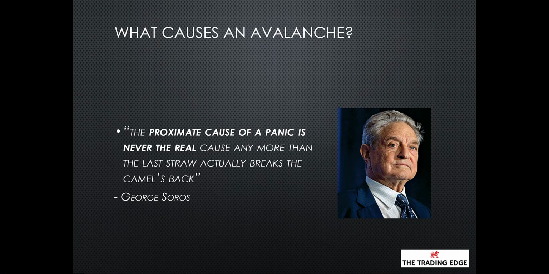We'll wrap up with one final quote, and that's from Mr. George Soros around what causes an avalanche and what causes a major market reversal. And his idea is this: the proximate cause of a panic is never the real cause, any more than that last straw actually breaks the camel's back.